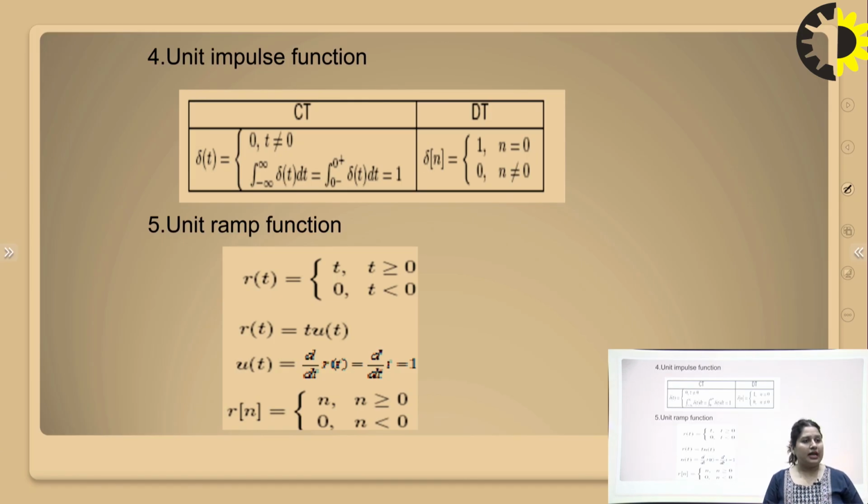Similarly, for the unit ramp function, we have r(t) equivalent to t for t greater than or equal to 0, and for t less than 0, it is 0. r(t) can also be defined as the integral of u(t), or u(t) can also be defined as d by dt of r(t), which you can easily solve with a relationship that will give you 1. Similarly, r(n) is equivalent to n for n greater than or equal to 0, and for n less than 0, it is 0.